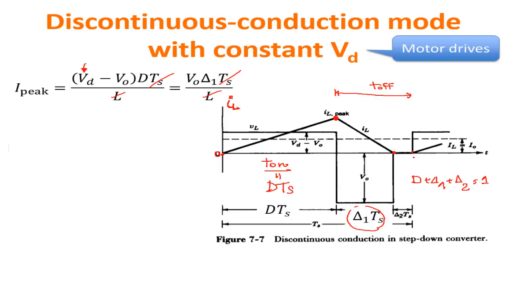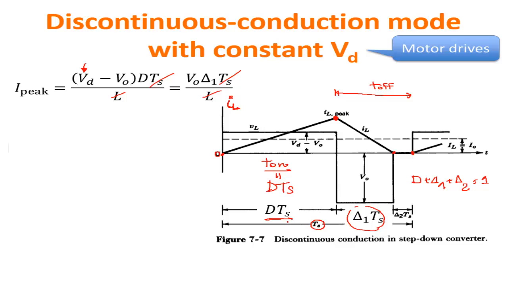So you have 3 phases, and then of course the cycle restarts. So just to consider all possible cases, we can divide the switching period Ts into 3 segments. One is DTs as before. During this time the switch is on, of course.